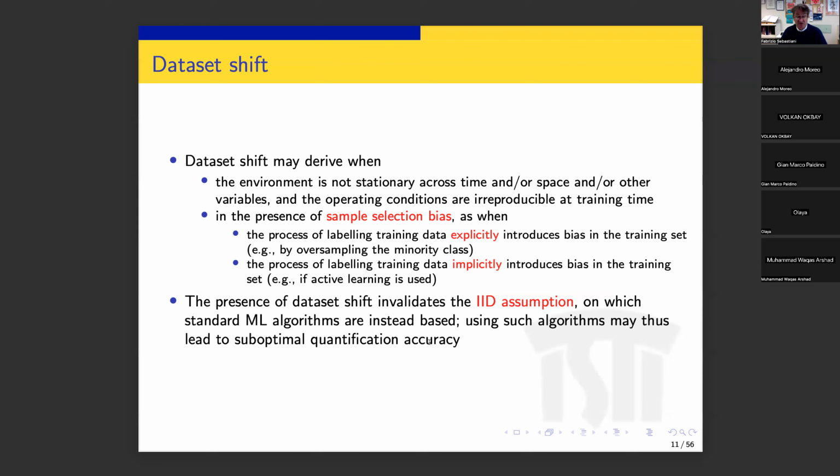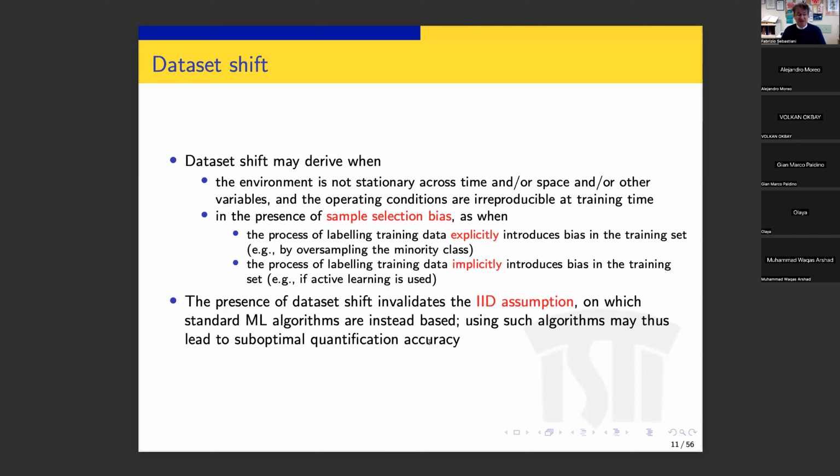There is another case, in which the process of labeling the training data implicitly introduces bias, because the technique that we use generates biased training sets, typically active learning. Active learning is such that the items that are selected for being part of the training set are anything but a random sample of the population. So active learning implicitly introduces sample selection bias.